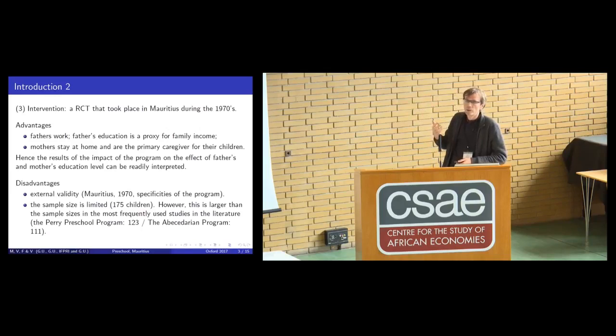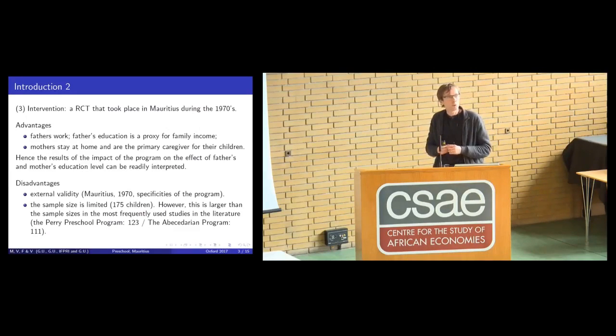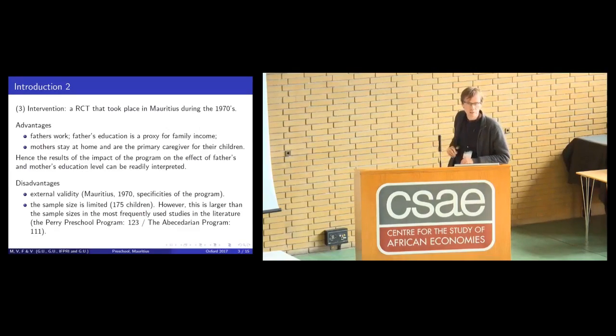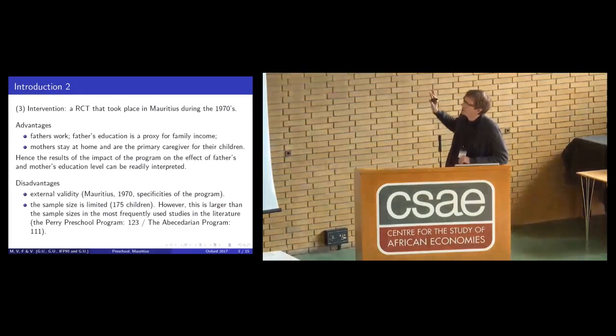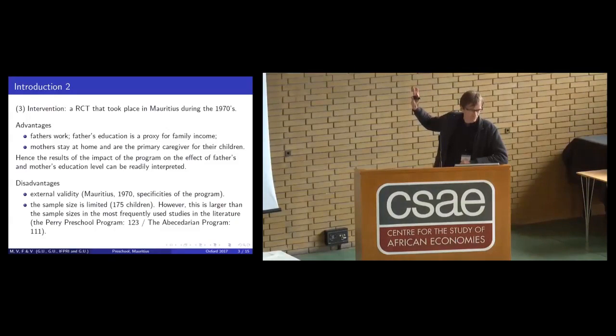Why? Because in Mauritius in the 70s, reality was basically quite simple in some respects. Basically, fathers worked, right? All fathers worked almost in our sample, more than 90% of them did. So basically, fathers' education level, we can say that's like a proxy for family income, right? Mothers did not work, they stayed at home. I think this is true for 80% of the mothers, and more than 95% of them said they are the primary caregiver for their children, okay?